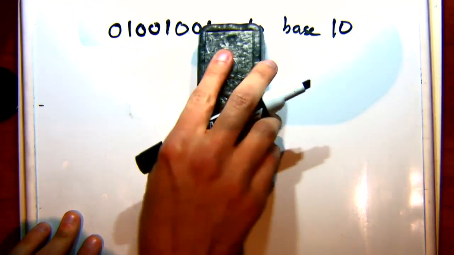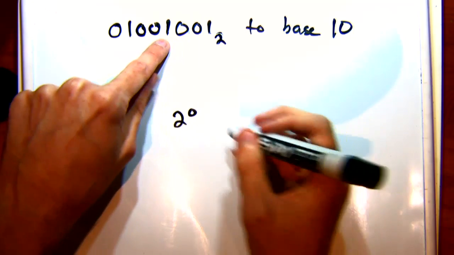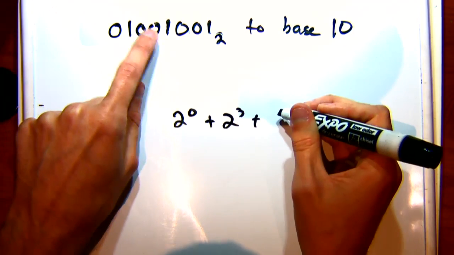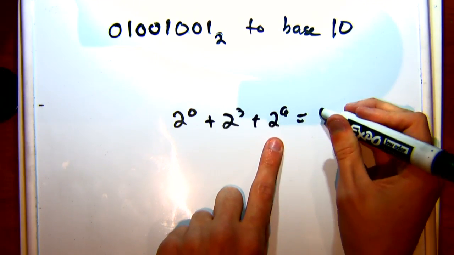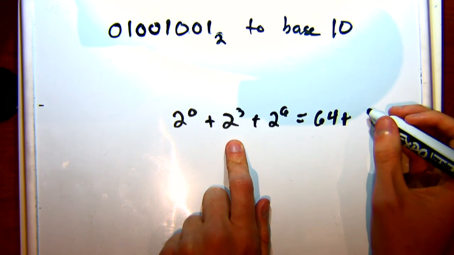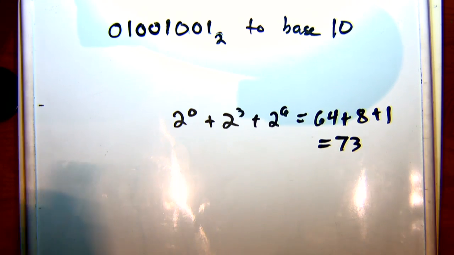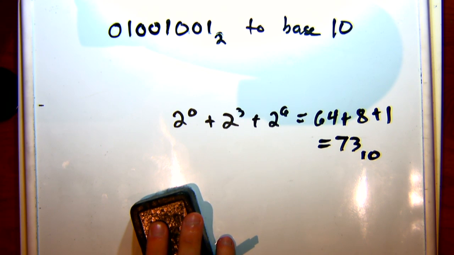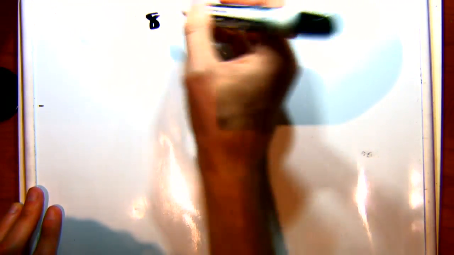All right, so I'm just going to calculate this. So we have a 0, 1, 2, 3, 4, 5, 6. And 2 to the 6th is 64, plus 2 to the 3rd is 8, plus 2 to the 0 is 1. That ends up being 73 in base 10. Good. All right. One more, because this is a good trick to know.